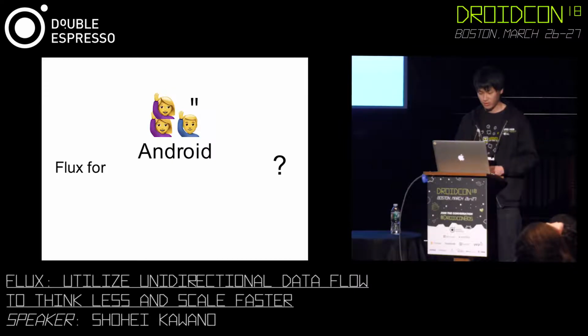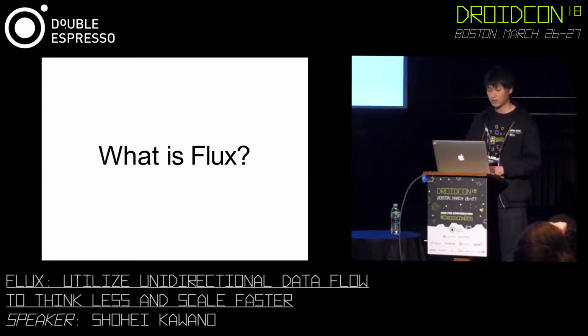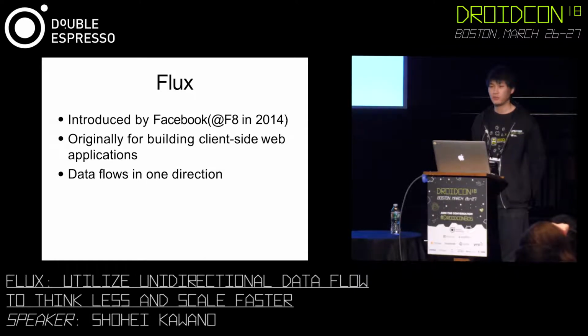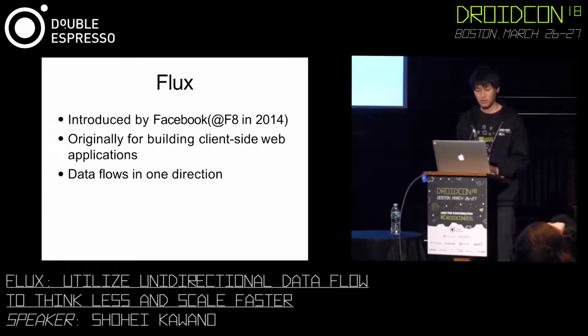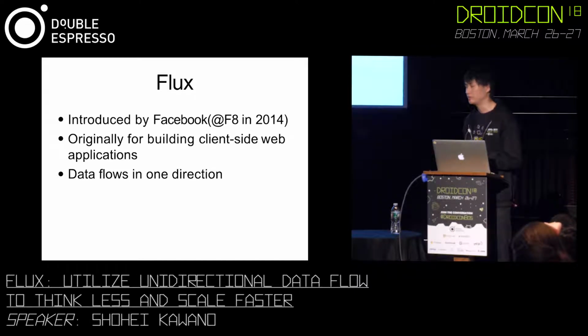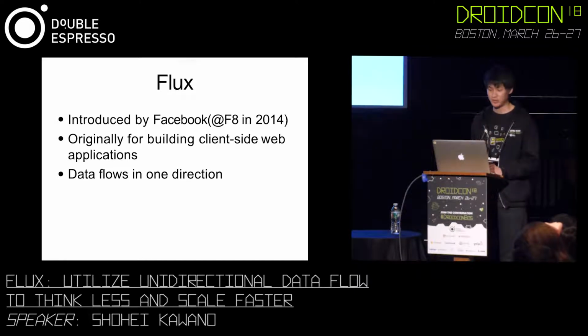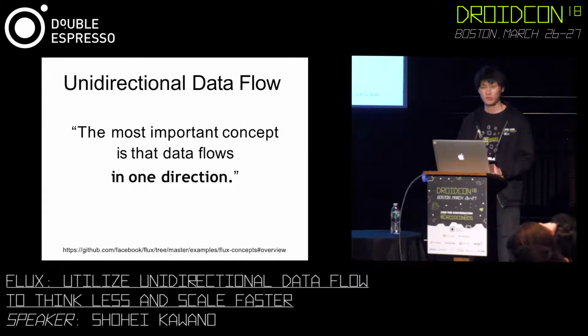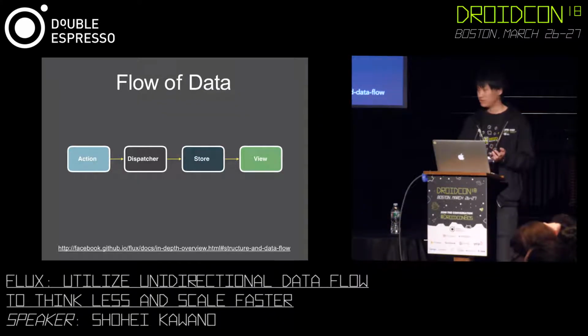Okay. So to start, what is Flux? From the basics, Flux is an architecture introduced by Facebook in 2014 at F8 conference. It's originally for building client-side web applications, but nowadays people in Japan, from what I know, started using Flux architecture for Android as well. And the main concept for Flux is that the data flows in one direction. And the official documentation for Flux architecture also mentions that the most important concept is that data flows in one direction. So how does the flow of data look like? Well, it looks like this.